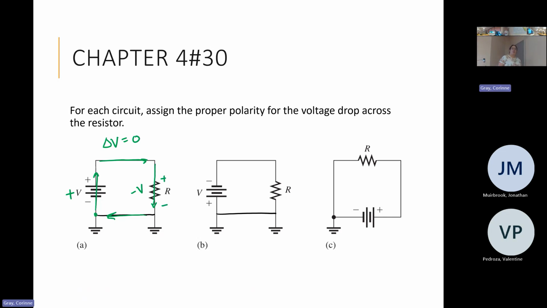So again, we'll talk about this more next week. For some reason, it introduces half of it here in chapter 4 and then introduces it more in chapter 5. So that's why we have that weird little subsection of chapter 5. I want you to try B and C. Try to figure out which way the voltage drop, or the polarity of the resistor, should be, and feel free to work with your neighbors while you do so.